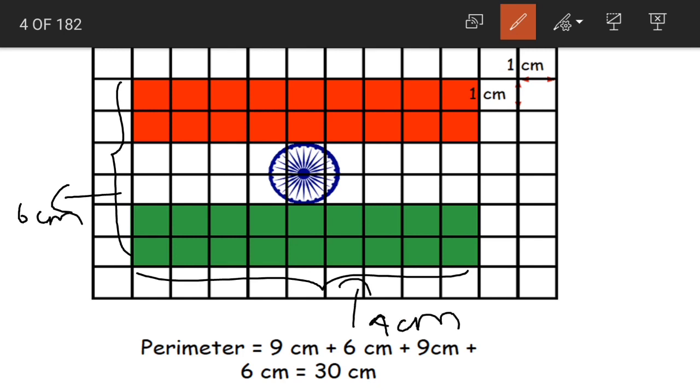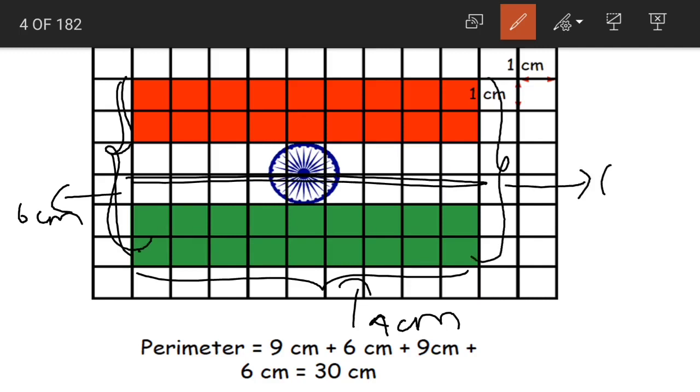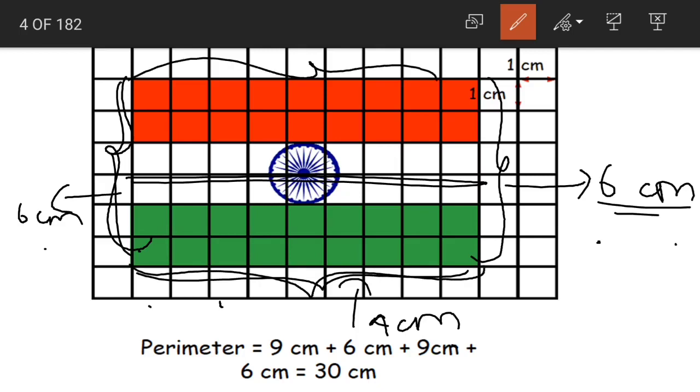Again, as this is a rectangle, what is the property of a rectangle, children? Opposite sides are equal. Yes, now when this is 6 centimeters, then the opposite side's length would also be equal to 6 centimeters. In the same way, the bottom side of the flag is 9 centimeters, so the top would also be equal to 9 centimeters. Why? Because the opposite sides are equal here.